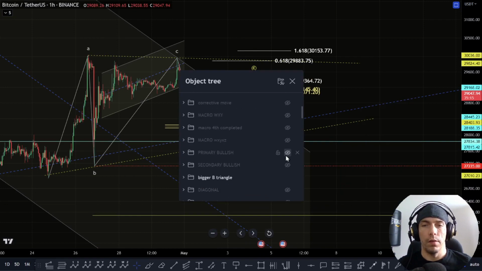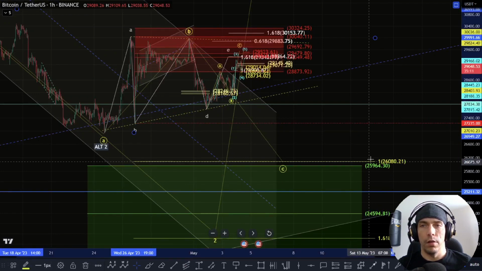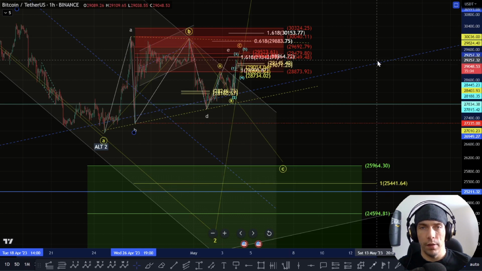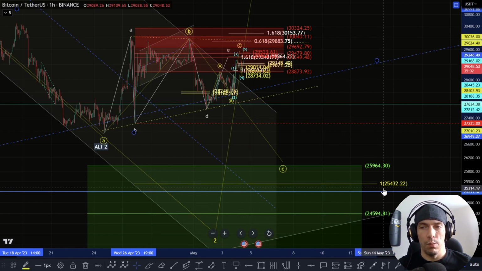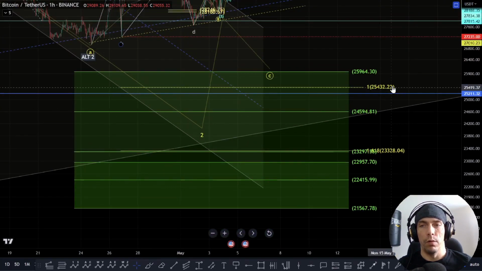Because what that could then mean is that what we have is this C wave playing out, which could look to break us down towards this zone of this 26,080 at a 1-to-1. So that would be off that high point there. If this had to complete here, potentially we could see a move down towards this 25,432. And then we've got other fib level support below here.